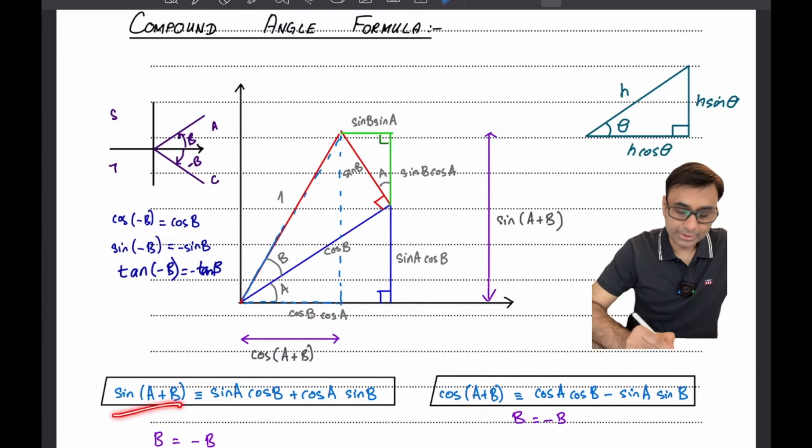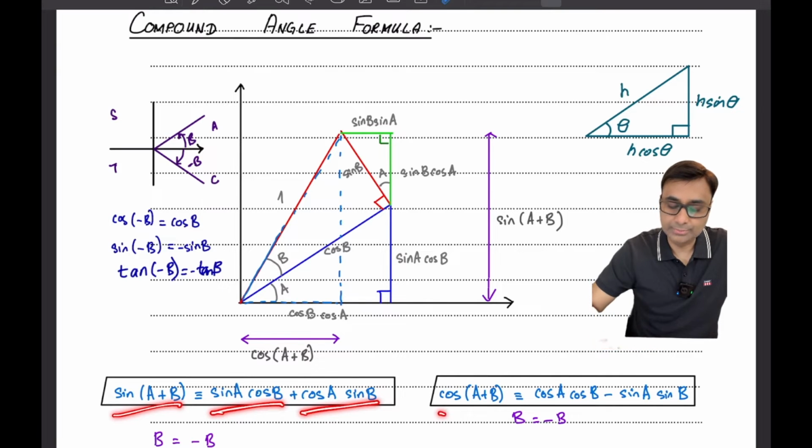So sine a plus b is equal to sine a cos b plus cos a sine b, and similarly cos of a plus b is equal to cos a cos b minus sine a sine b.